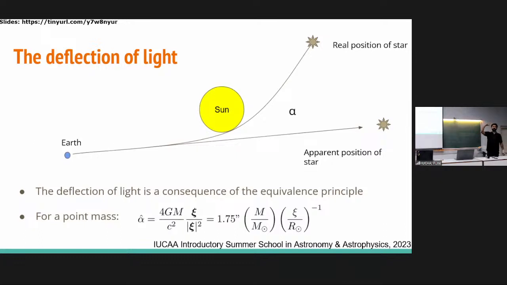Right? And so if that object is not light, you can calculate what this deflection angle should be, and it turns out to be half of that value. So the fact that you see that it is indeed twice of that value was a great confirmation of general relativity, and this was one of the reasons why Einstein got really famous overnight.